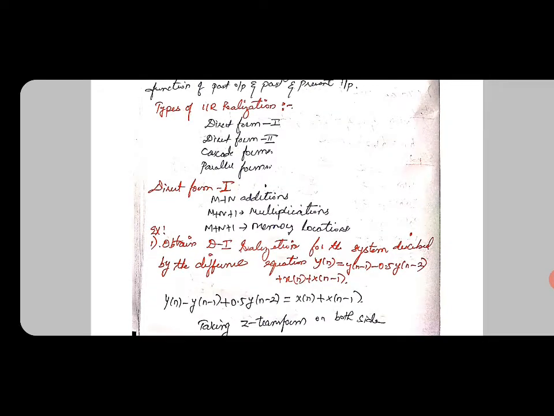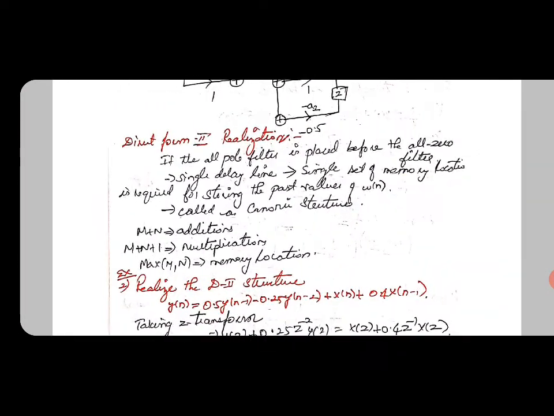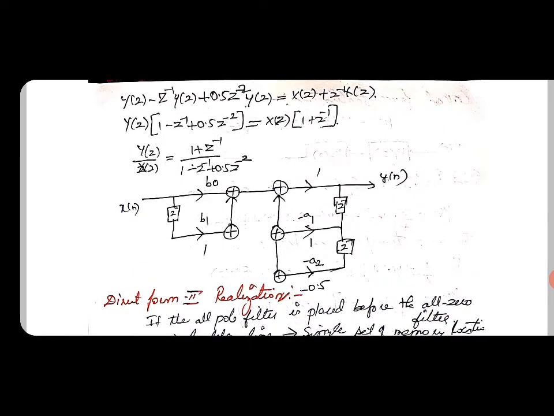By taking z transform on both sides we can obtain Y of z minus z inverse into Y of z plus 0.5 z power minus 2 into Y of z is equal to X of z plus z power minus 1 into X of z. Taking the output Y of z outside we obtain Y of z into 1 minus z inverse plus 0.5 z power minus 2 is equal to X of z into 1 plus z inverse. Then Y of z by X of z is equal to 1 plus z inverse by 1 minus z inverse plus 0.5 z power minus 2.